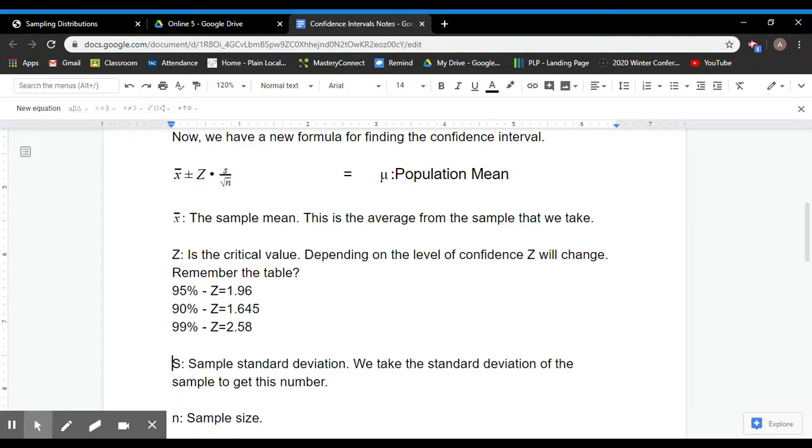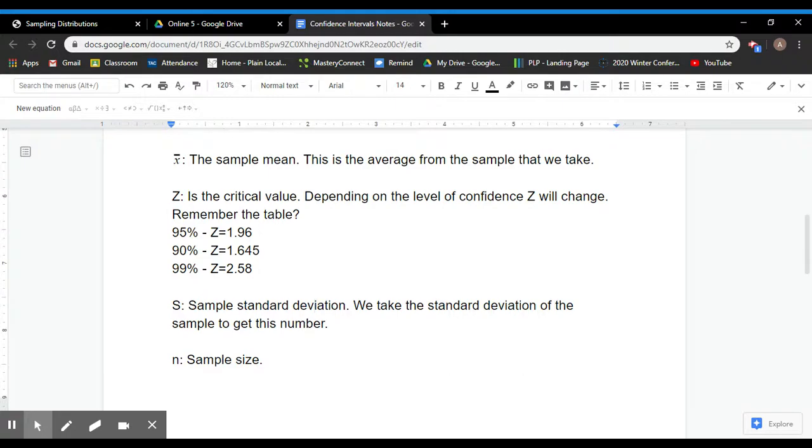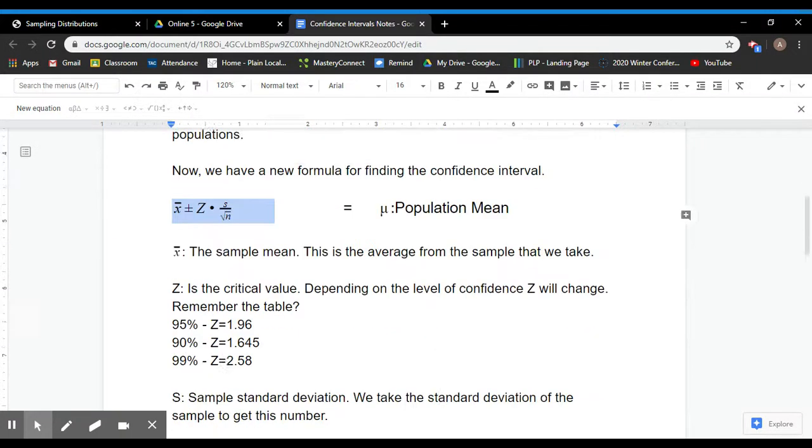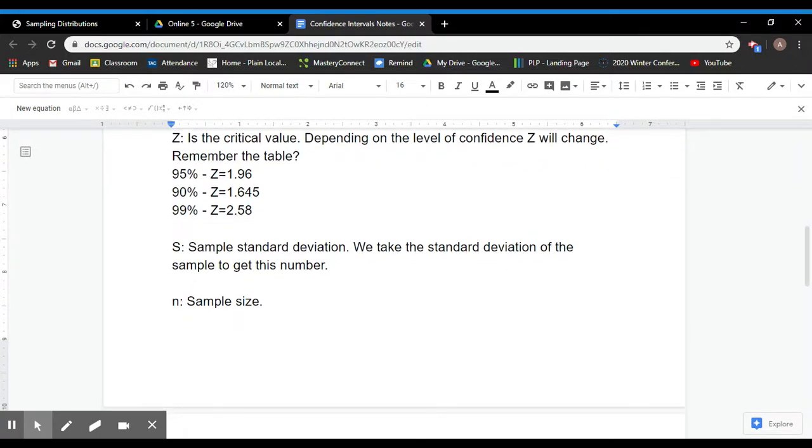S is the standard deviation of your sample, okay? So you're given a sample, and then s is its standard deviation. And then n, as always, is your sample size. So anytime you're confused when working through this formula and you don't know what one of the variables means, you can always come back to this list and it'll tell you.